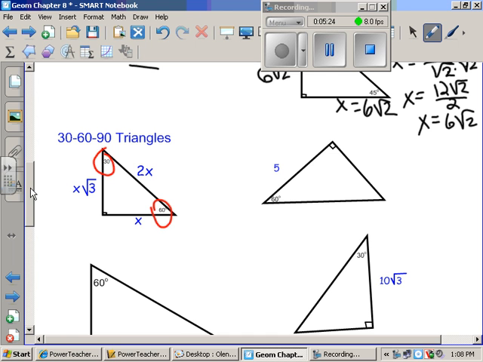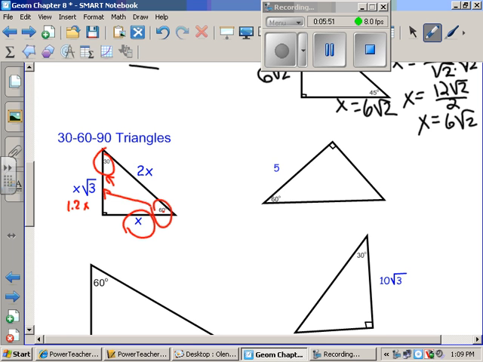So the smallest angle is 30, so it's going to be across from the smallest side, x. The medium angle is 60. It's going to be across from the medium side, which is x times the square root of 3. Remember, the square root of 3 is like 1.7. So if you just estimated, this would be like 1.7x.